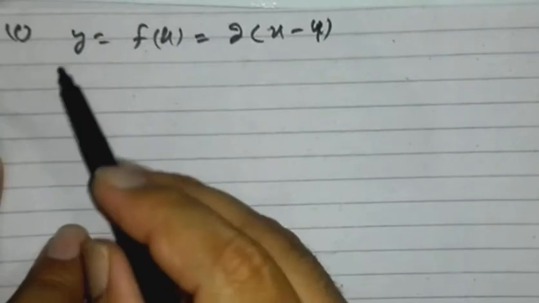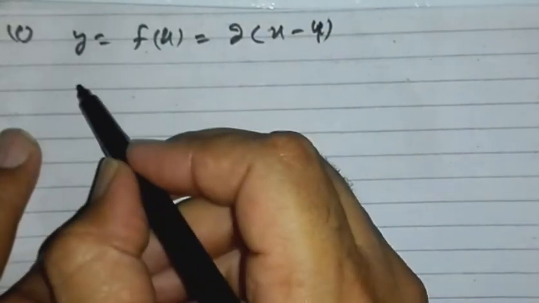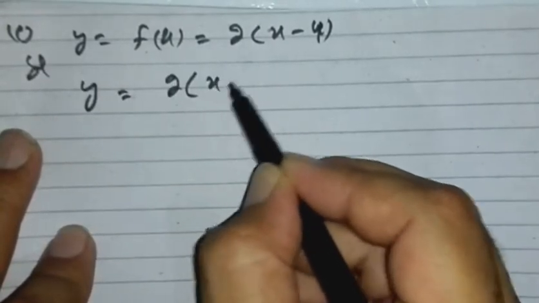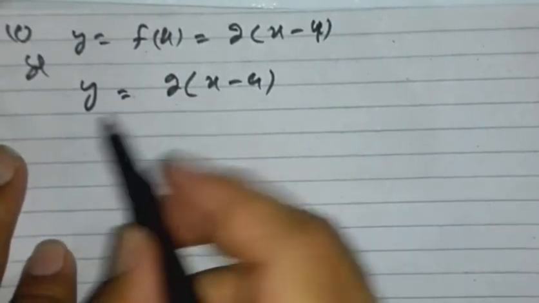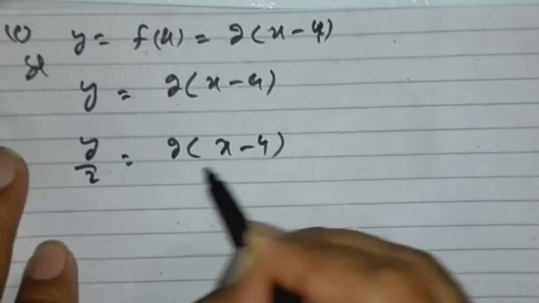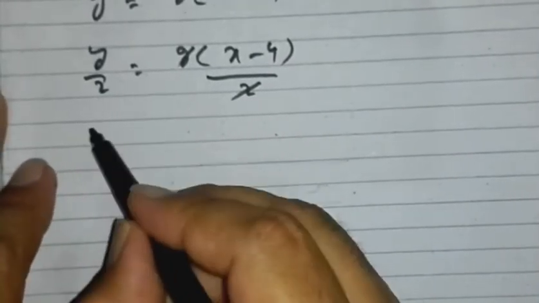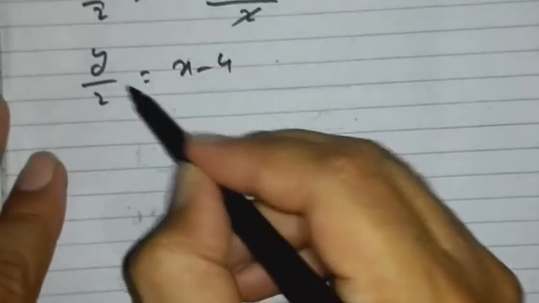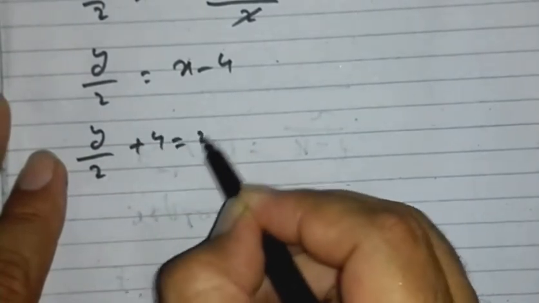Part C, y equals f of x equals 2 into x minus 4. So take y equals 2 times (x minus 4). First of all, divide both sides by 2. y by 2 equals 2 into x minus 4 divided by 2. These two cancel with these two. Now here remains y by 2 equals x minus 4. Shift this 4 to the left side, we get y by 2 plus 4 equals x.